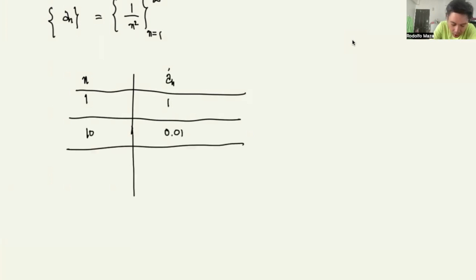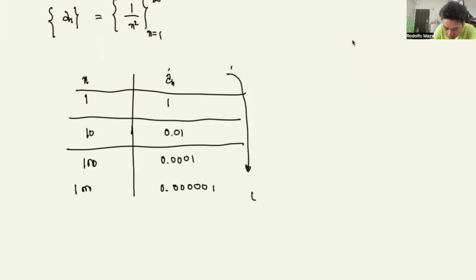Correct me if I'm wrong. If n is 100, this is 0.0001. If n is 1,000, ang mangyayari, this is 0.000001. Correct me if I'm wrong with my computation. Pero yung tanong ko lang, what is then the behavior of the sequence? So kung titingnan mo, habang papalaki yung value ni n, yung a sub n mo papalapit sa 0. Tama? So this is actually the intuition behind the limit of a sequence.